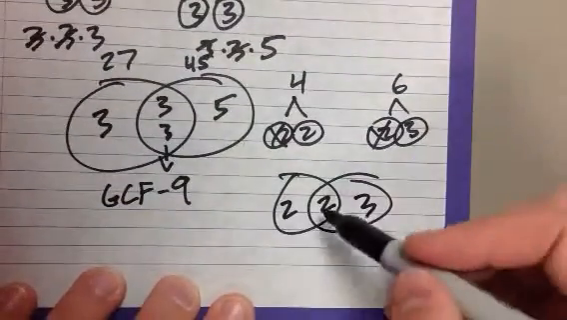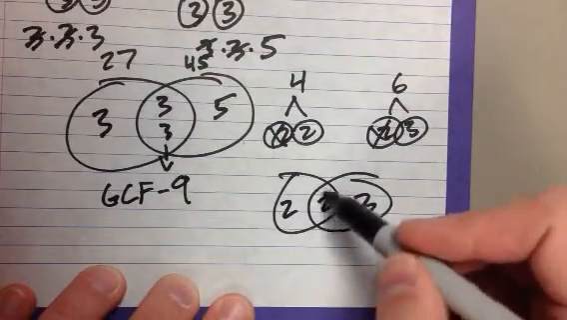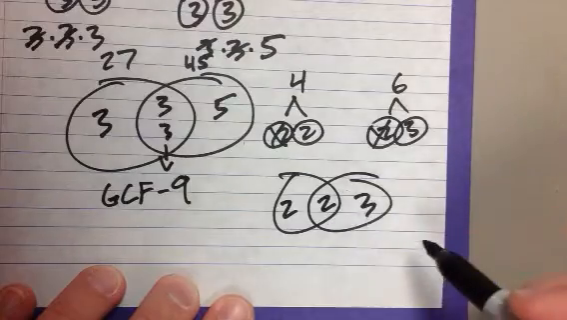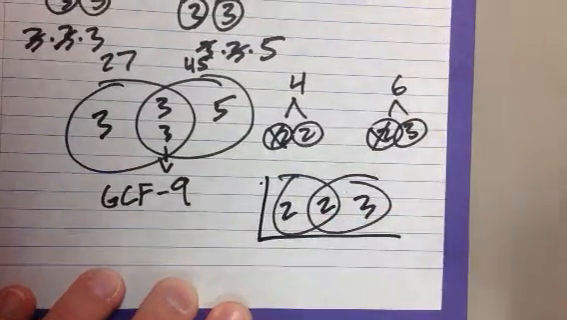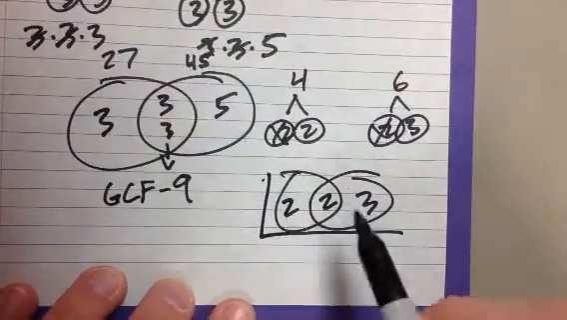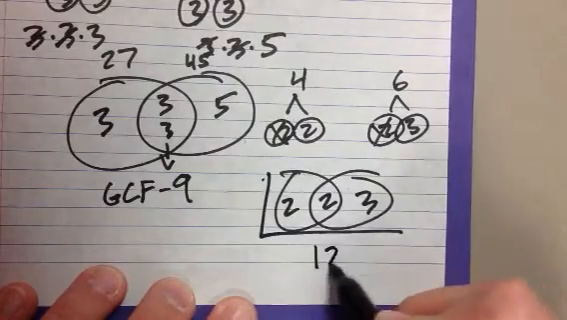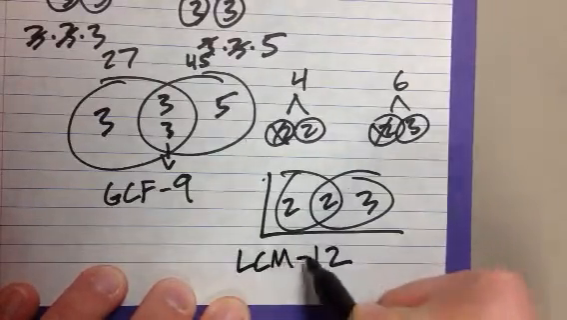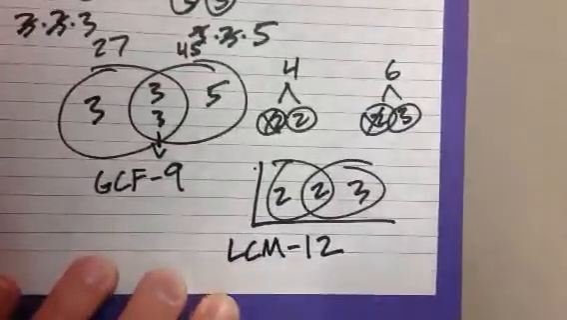For least common multiple, instead of just finding the stuff in the middle, so here obviously the greatest common factor is 2, to find the least common multiple, you multiply everything that's inside the circles. So 2 times 2 times 3 will be 12. So the LCM, or least common multiple, of 4 and 6 is 12.